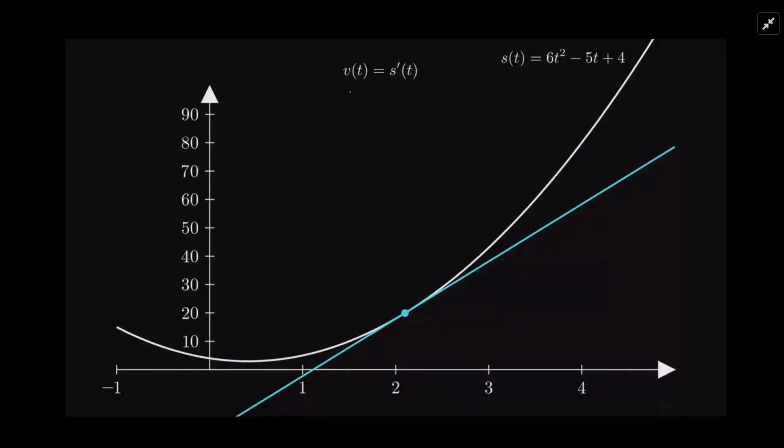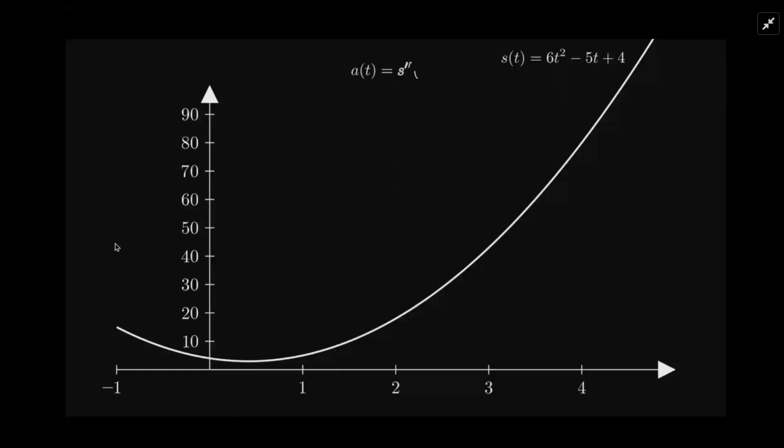That's quite easy to get. 12t minus 5. Then we put in our points, 2.1, and calculate it. We get 20.2 meters per second, instantaneous velocity.